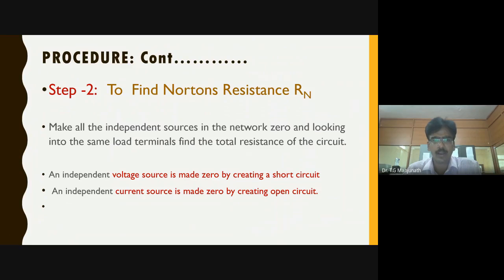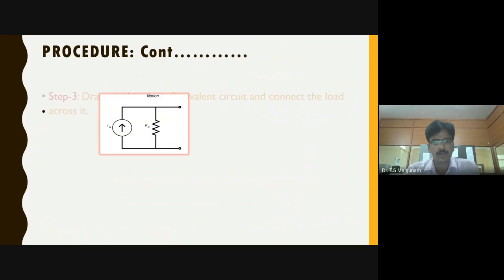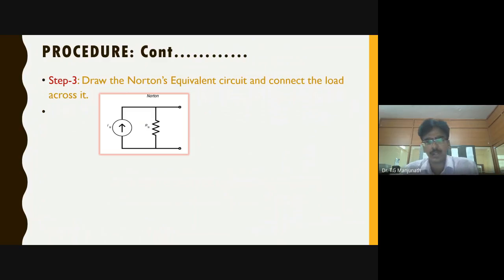Then rewrite the circuit. Then looking into the same load terminals, find the total resistance of the network. That's all. This is the Norton's resistance. Hence, for any circuit, R Thevenin is equal to R Norton. Next, draw the Norton's equivalent circuit, a current source in parallel with a resistance.